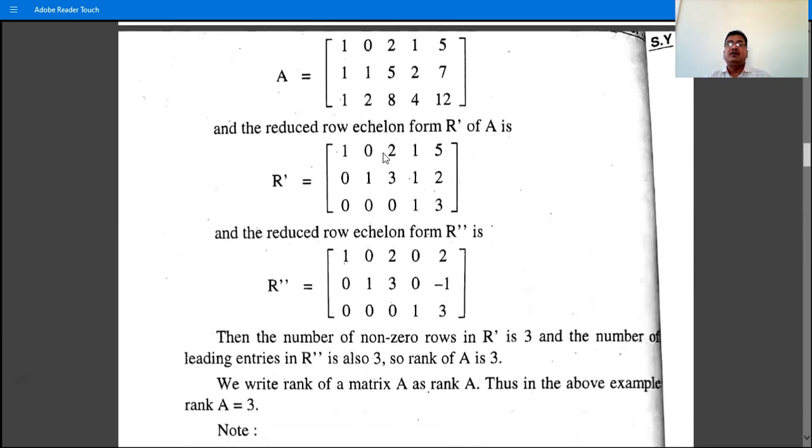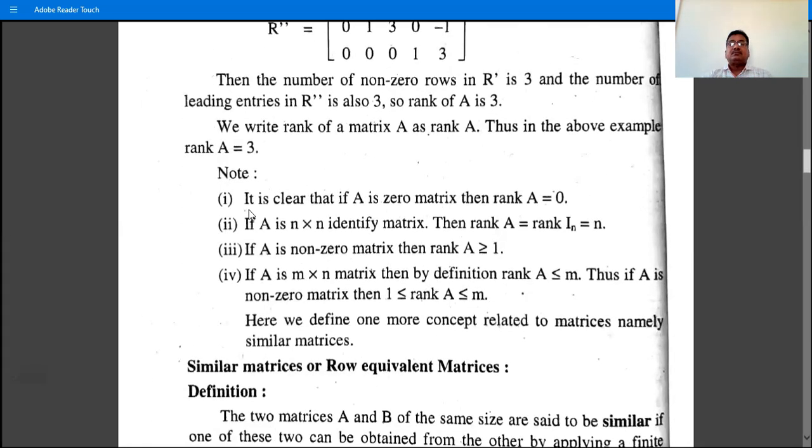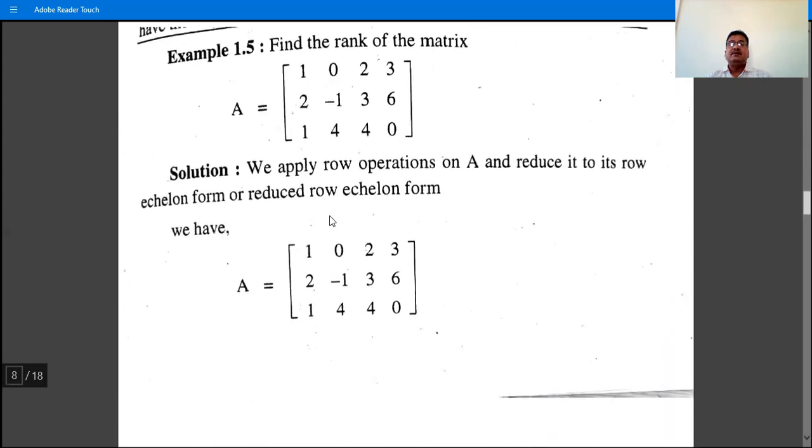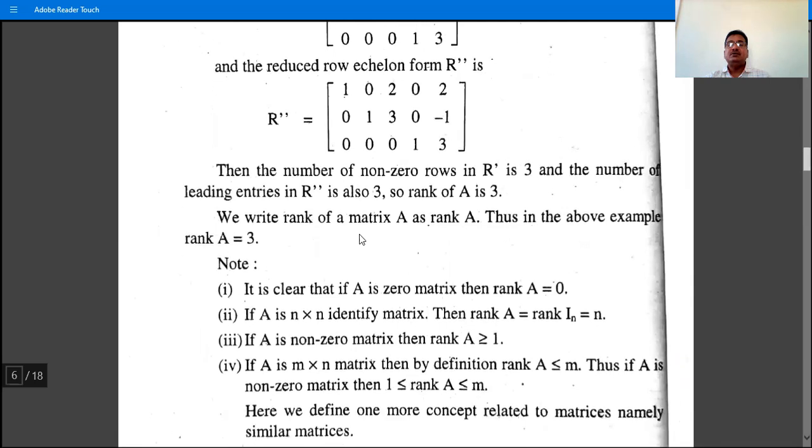So this is an example. Suppose this is the row echelon form of this matrix, then the rank of A is 3, because there are 3 non-zero rows. And if this is the reduced row echelon form, then if you count the leading ones, there are 3 leading ones, and therefore the rank of A is 3. So these are some examples of the rank of a matrix. Before that, we see these notes.